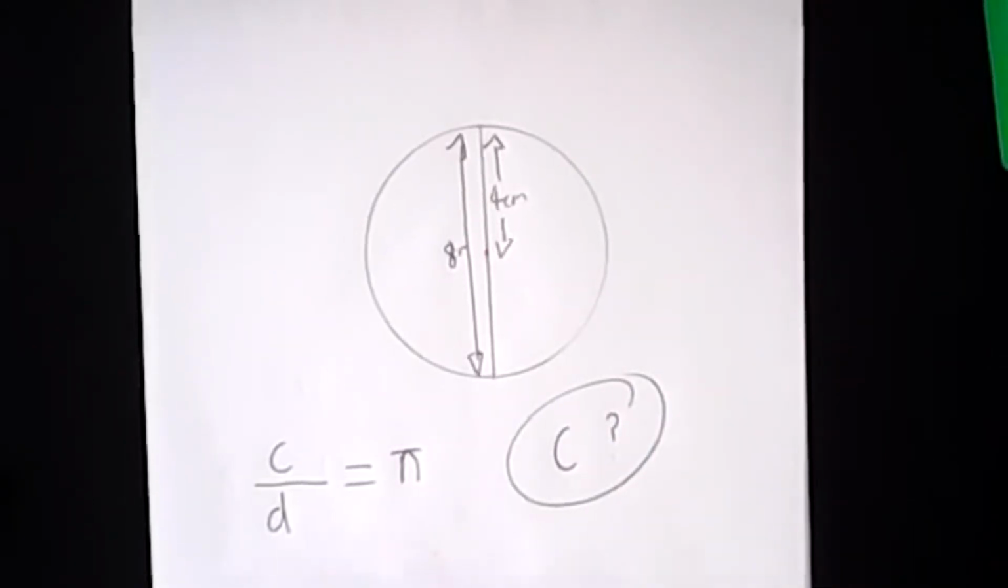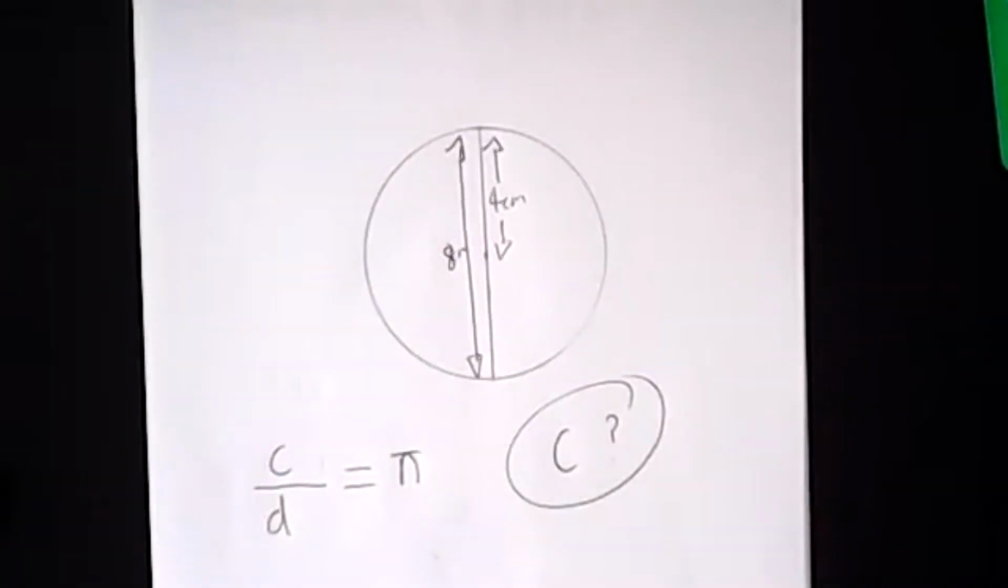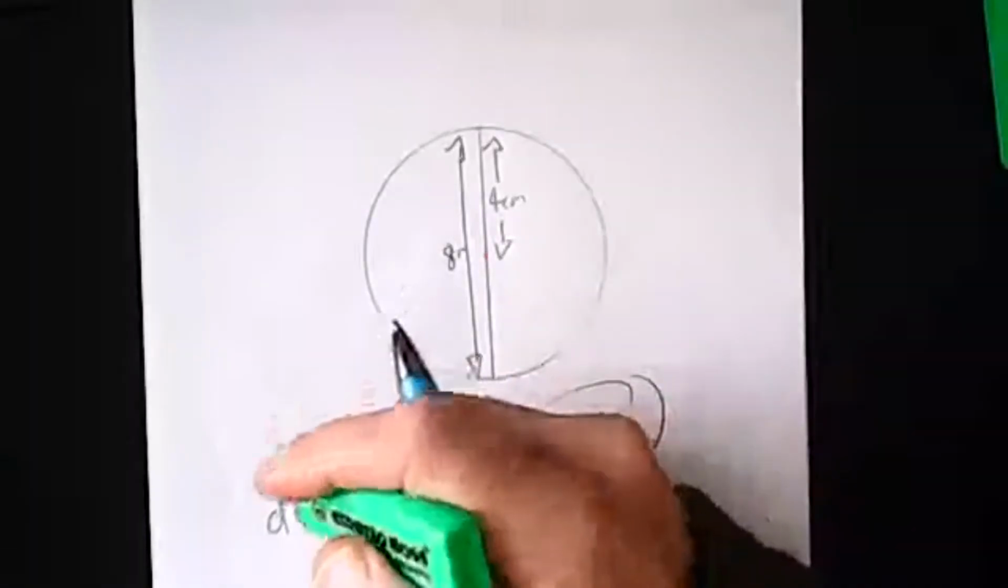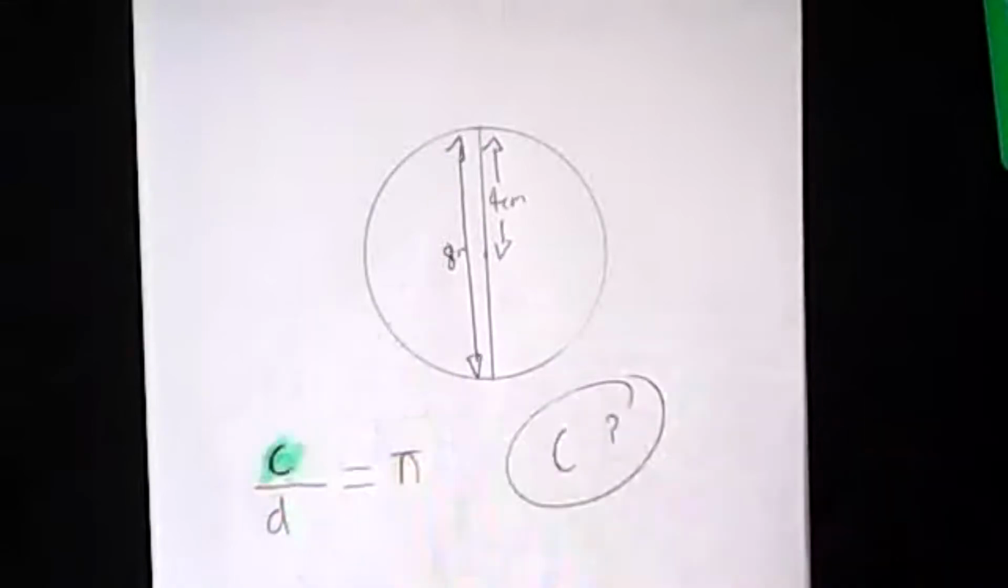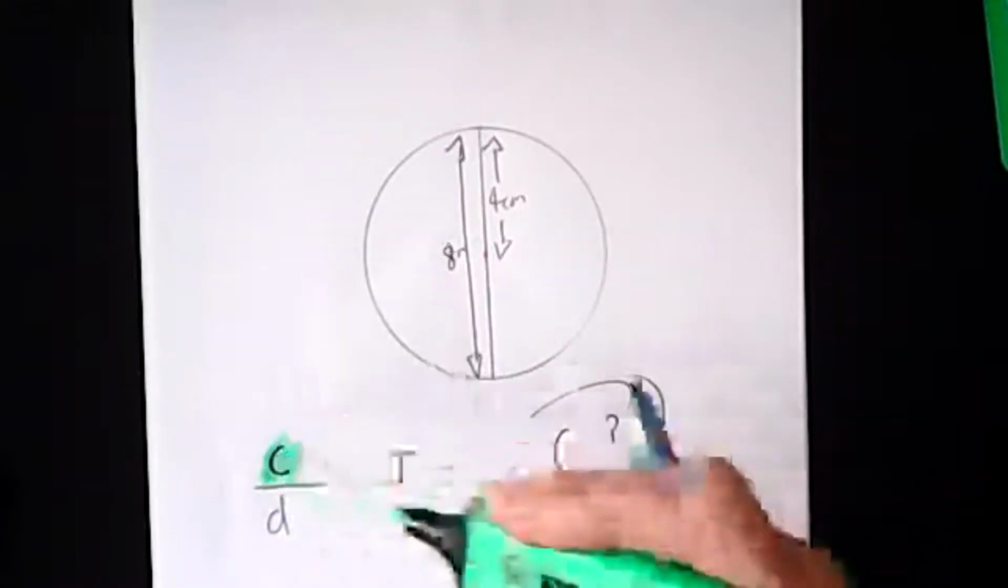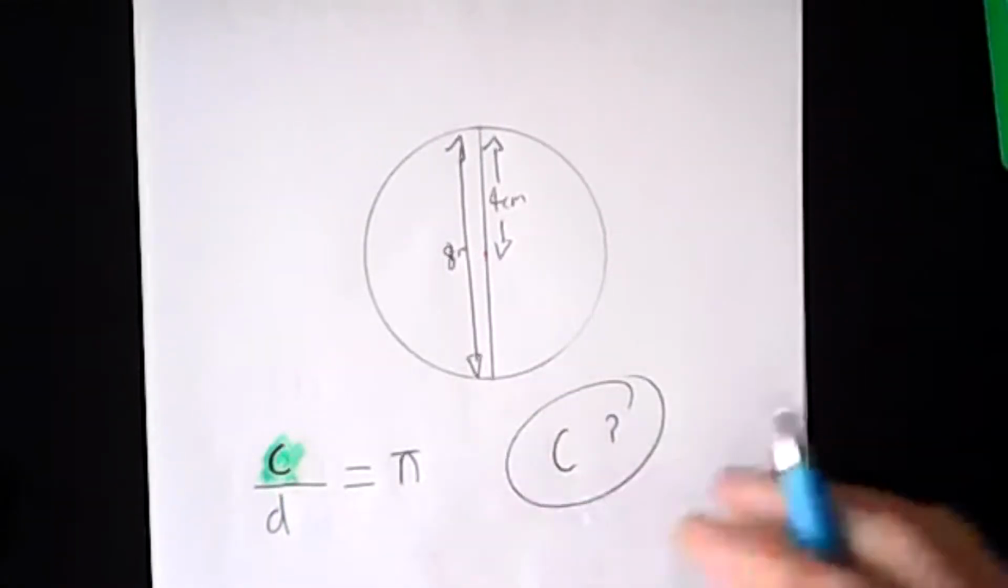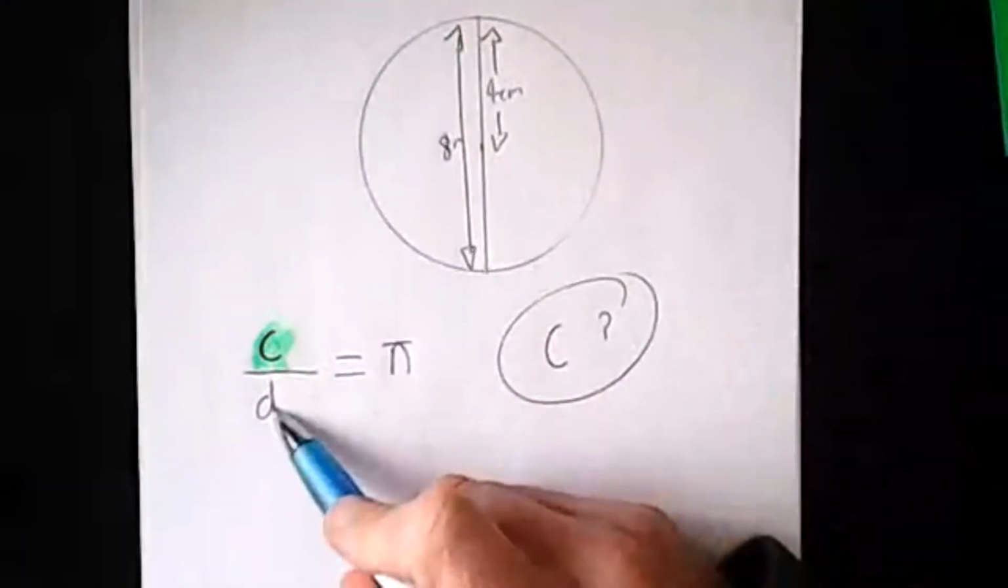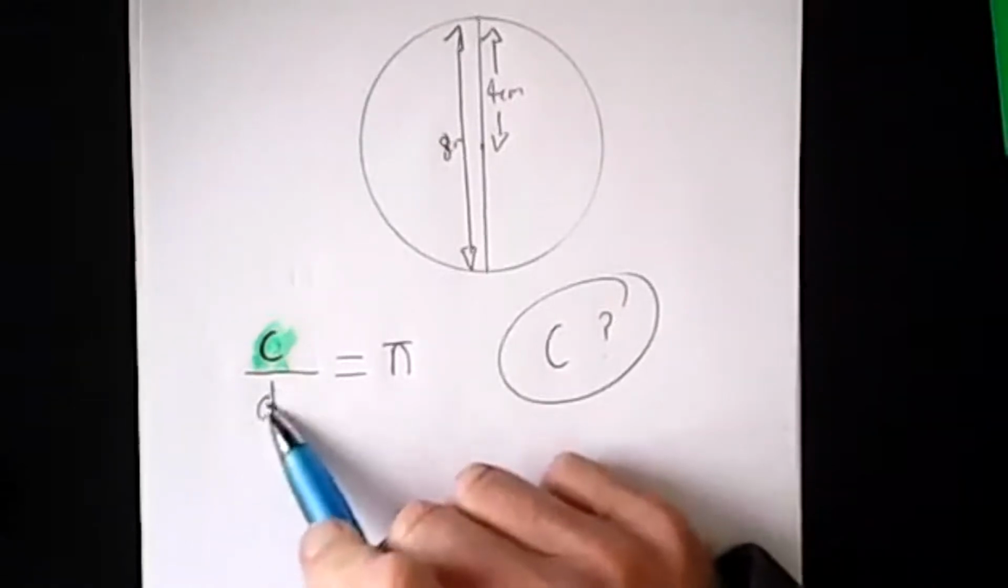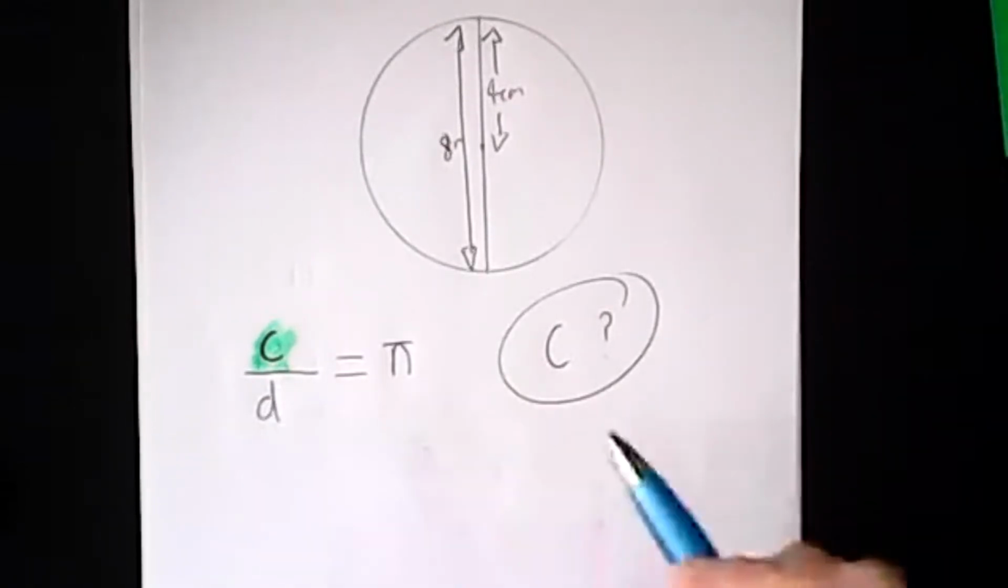I'm just looking for my highlighter, which has disappeared. Where's that gone? I just had it a minute ago. Oh, I found another one. Let's go green. So that is what we need, the circumference. We want C on its own. We don't want the D there. We don't want the diameter in that position. We need that D in the equation, but we don't want it in that position.